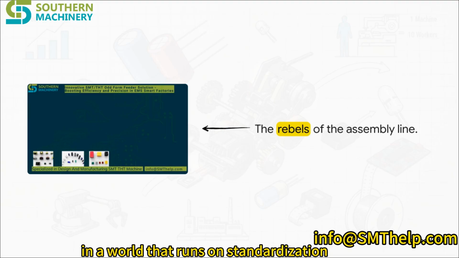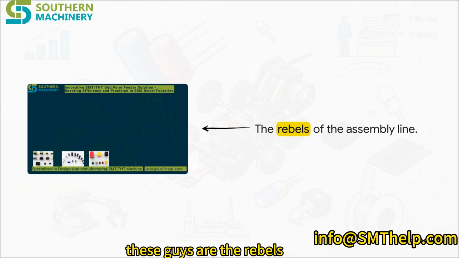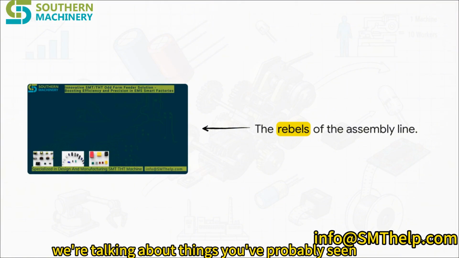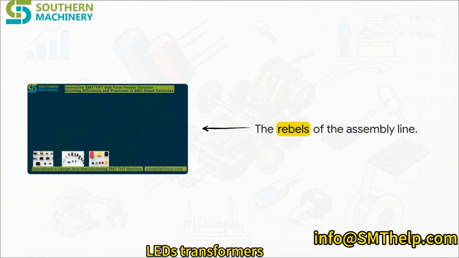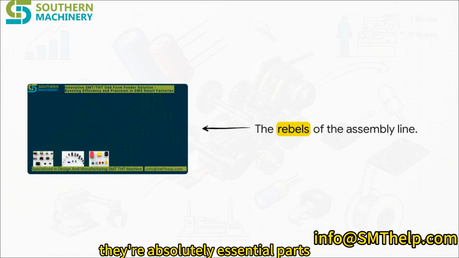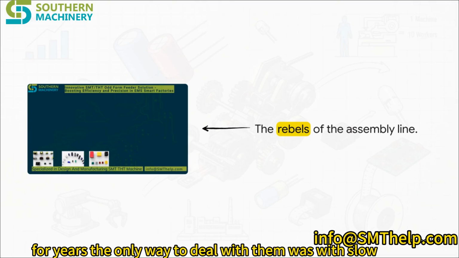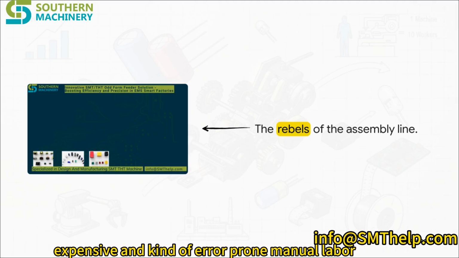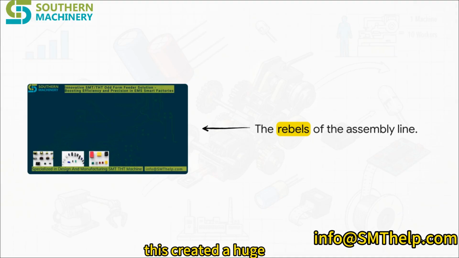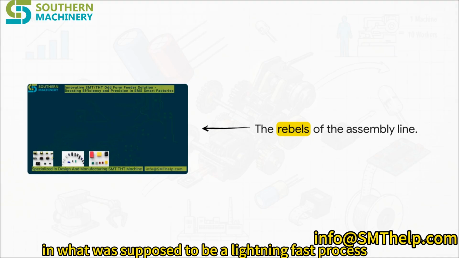In a world that runs on standardization, these guys are the rebels. We're talking about things you've probably seen, like capacitors, LEDs, transformers. They're absolutely essential parts, but they just don't fit the mold. For years, the only way to deal with them was with slow, expensive, and kind of error-prone manual labor. This created a huge bottleneck in what was supposed to be a lightning-fast process.